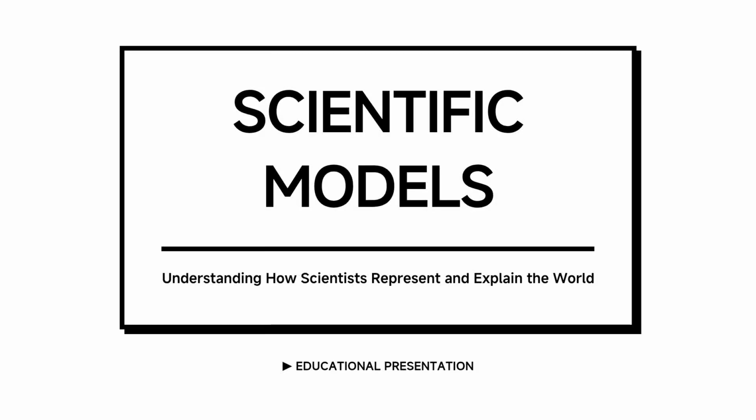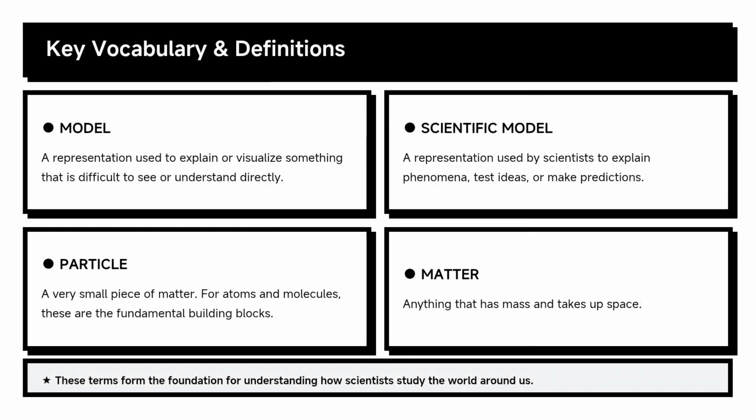These are important tools that scientists use to better understand the world around us, especially things we cannot easily see or study directly. Let's begin with some important terms. A model is a representation used to explain or visualize something that is difficult to understand directly. A scientific model is a tool used by scientists to explain phenomena, test ideas, or make predictions.